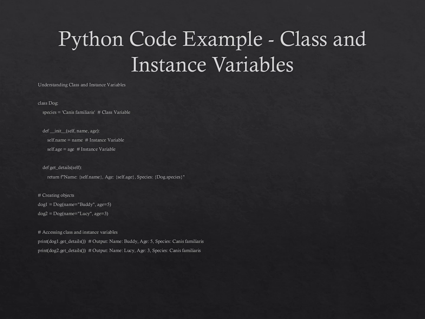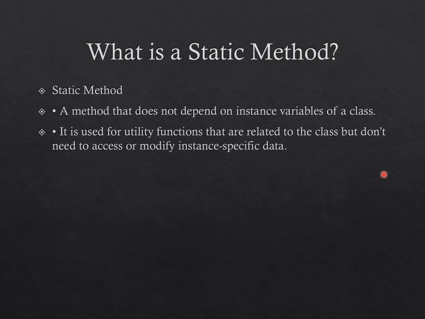Let's move ahead. Now we will discuss what is a static method. A static method doesn't depend on any instance variable of a class. It is used for utility functions that are related to the class but don't need to access or modify instance specific data. So it could be generic utility functions defined in the class. It doesn't require any object to call that function. So we'll see that.